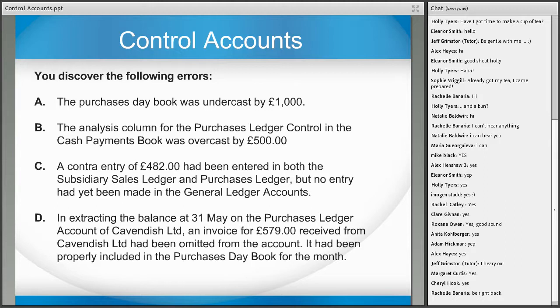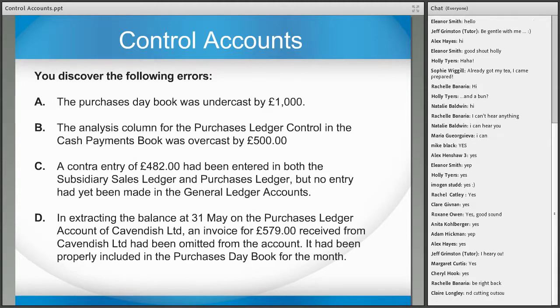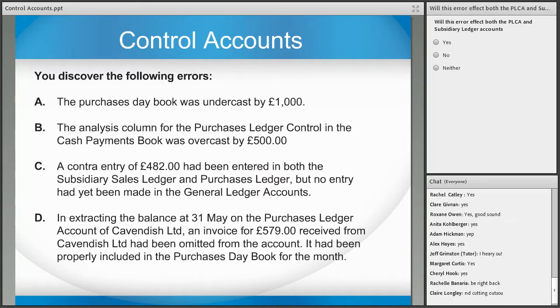Right, so going back to the original errors, the purchases day book was undercast by £1,000. Who thinks that will affect the purchase ledger control account, or the purchase ledger account, or neither of them for whatever reason? So just feel free to click away, yes, no, or neither, and we'll see.